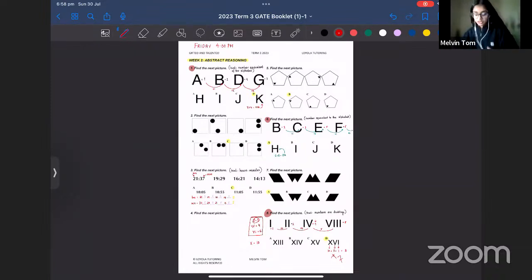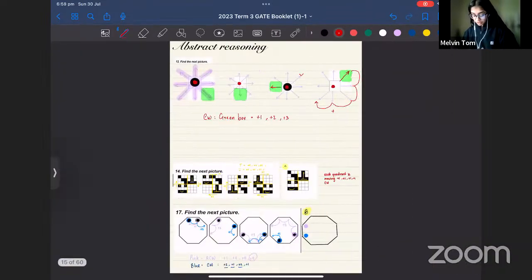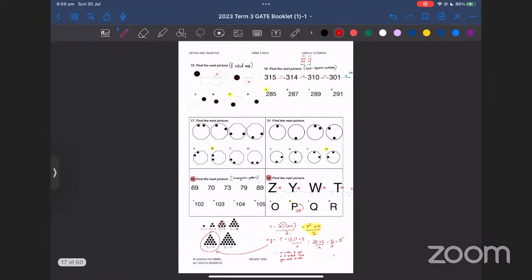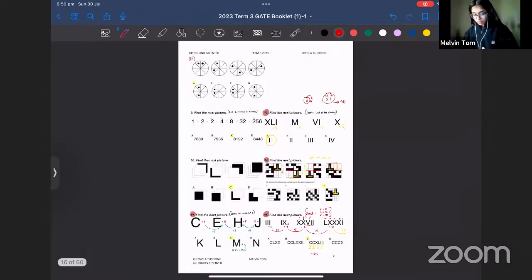As for question 20, it's abstract reasoning. That's what I'm assuming. So I'll do question 20 really quickly, okay? Excuse me, can I leave? Yes, you can leave if you have no doubts.